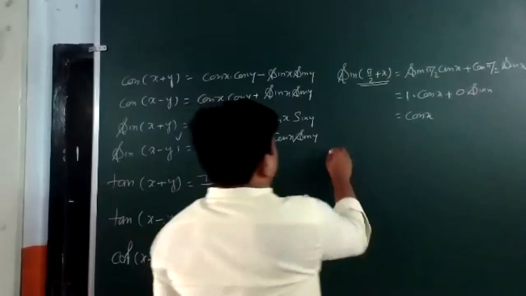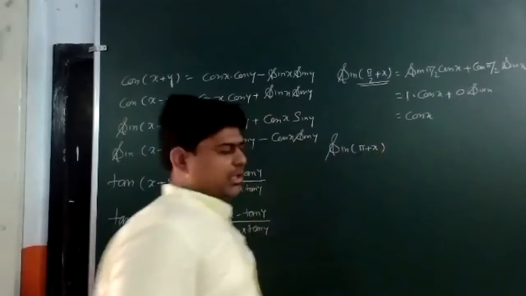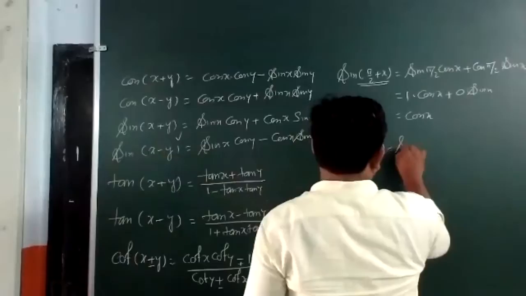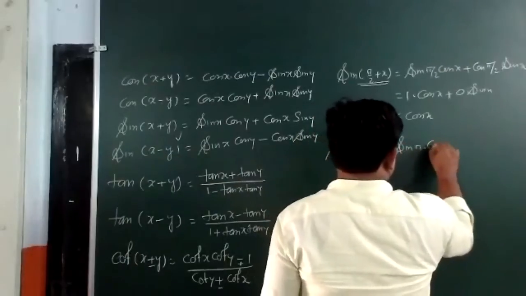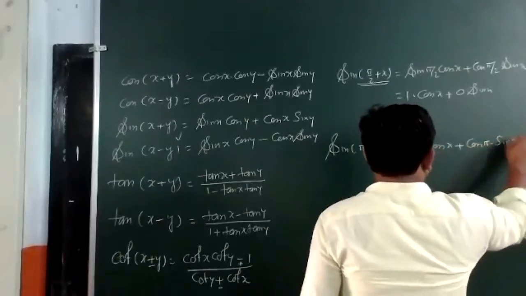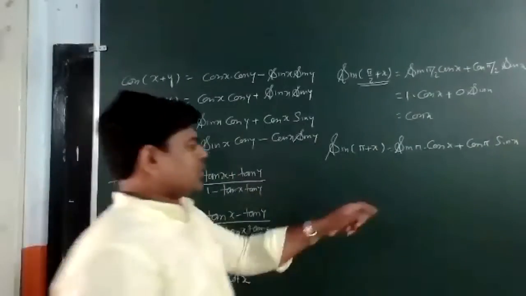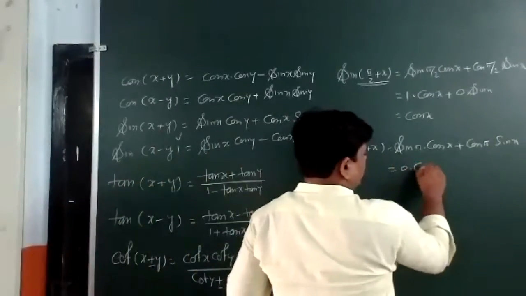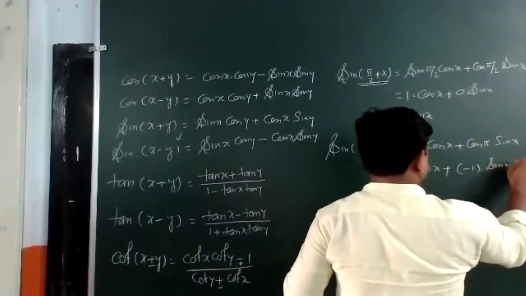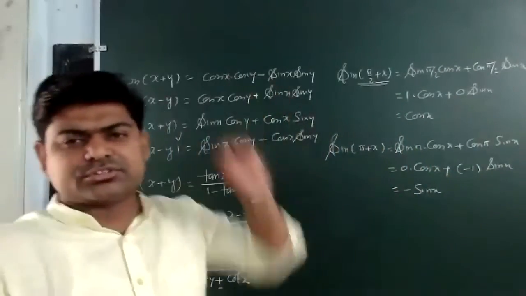Suppose I am having here sine of pi plus x. According to this formula, what should I write? It is sine pi into cos x plus cos pi into sin x. Am I correct or not? Sine pi is what? 0. It is 0 into cos x. Cos pi is minus 1 into sin x. That is equal to minus sin x. We got this according to this concept.